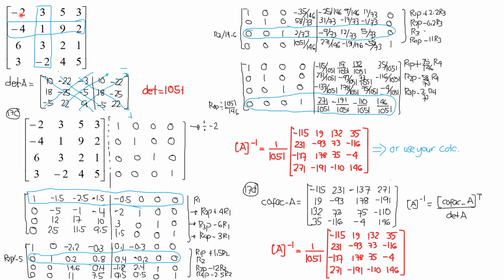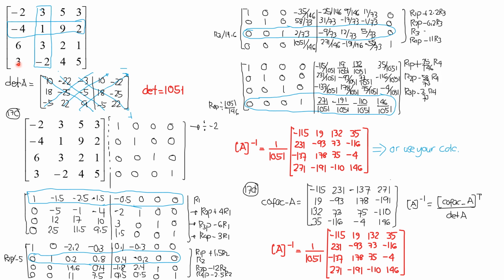So first, -2 minus 3 times -4, so that's -2 plus 12, so that's why it's 10. 5 minus 3 times 9, 5 minus 27 is negative 22. 3 minus 3 times 2, 3 minus 6, negative 3. 6 minus 3 times negative 4, 6 plus 12, 18. 2 minus 3 times 9, or 2 minus 27, negative 25. 1 minus 3 times 2, 1 minus 6, negative 5.